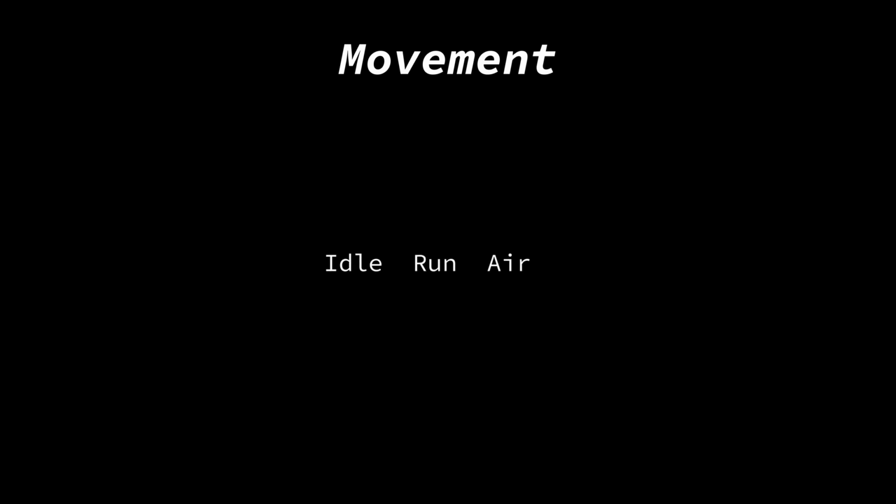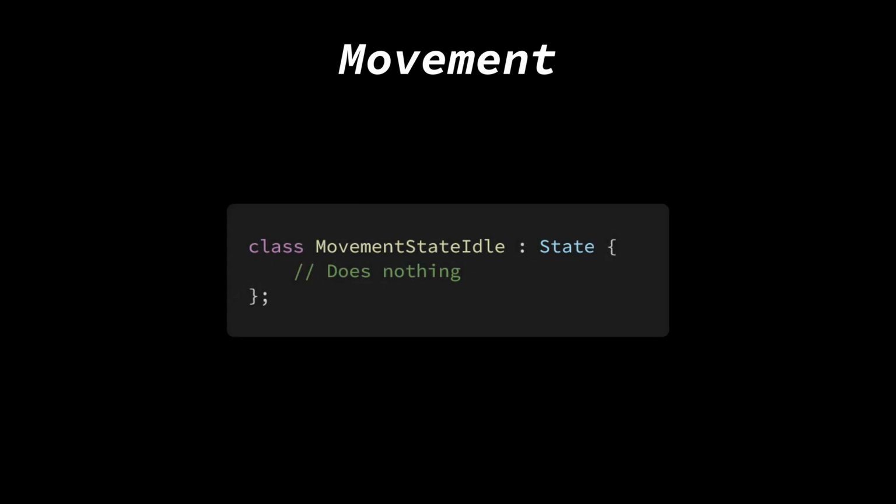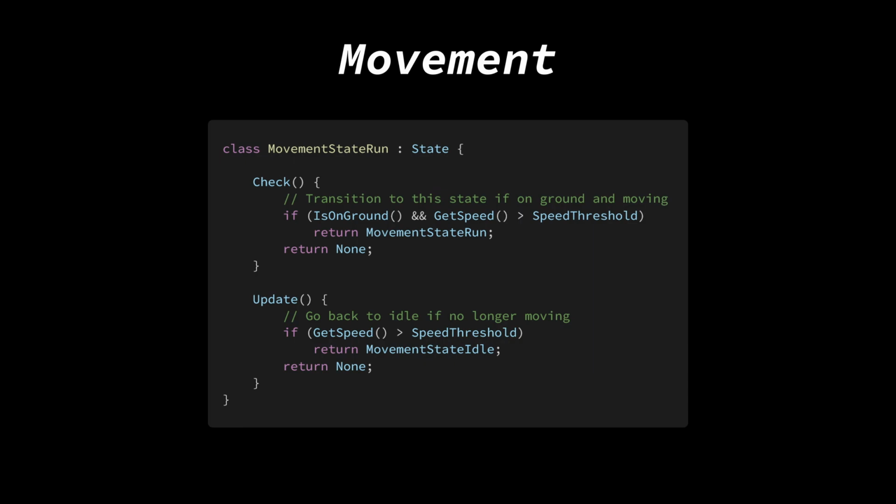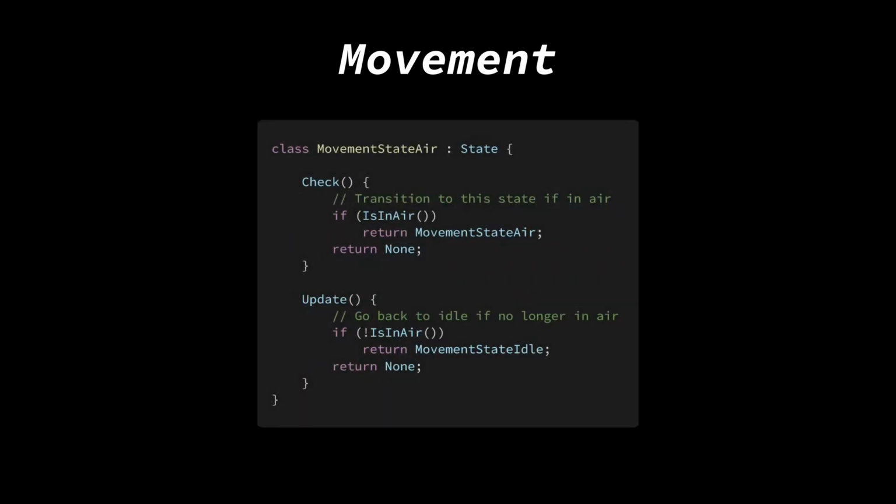There is an idle, run, and air state. I would like to show you how these states are set up for this. So this is the idle state. Idle does nothing. Then we have run. In check, we transition to run if on ground and moving. In update, we go back to idle if no longer moving. This is air. In check, we transition to air if in air. In update, we go back to idle if no longer in air.